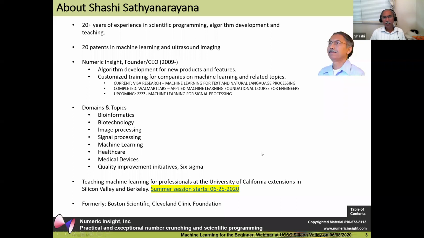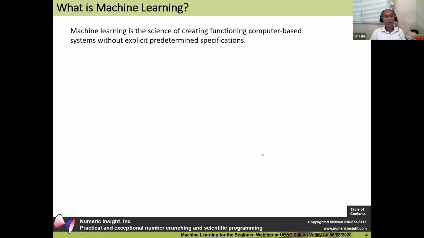So as I promised you, the first slide is, what is machine learning? Machine learning is the science of creating functioning computer-based systems without explicit predetermined specifications. Explicit predetermined specifications. What does that really mean?